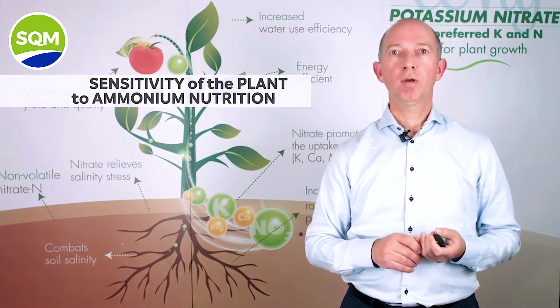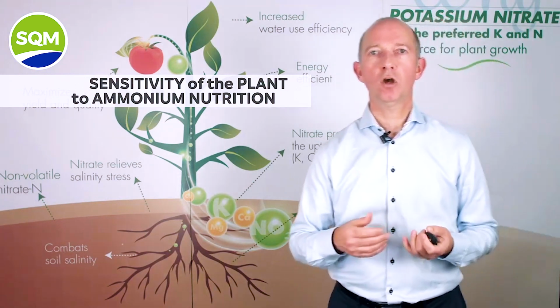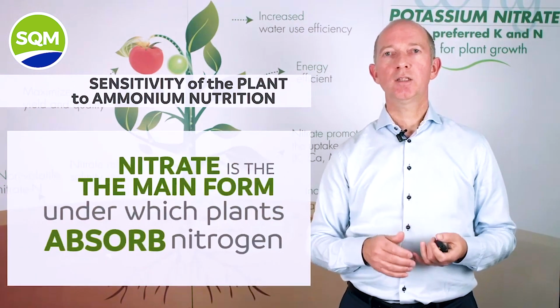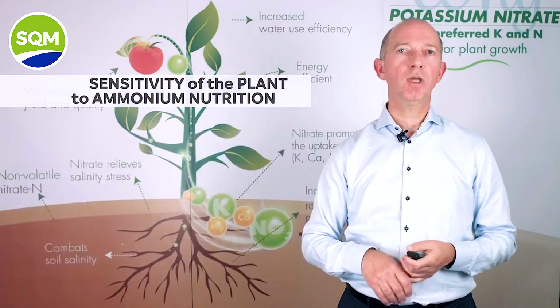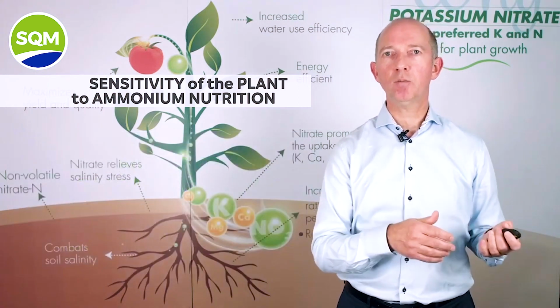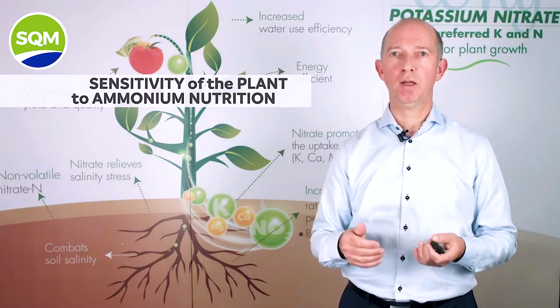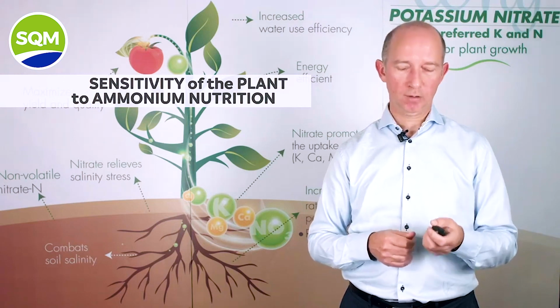As a third step, ammonium nitrogen will get converted into nitrate by soil bacterial processes, and in fact nitrate is the main form under which plants absorb nitrogen. So even if you would start with organic manures, through these various steps it will end up in nitrate, and that is the way plants predominantly absorb nitrogen.